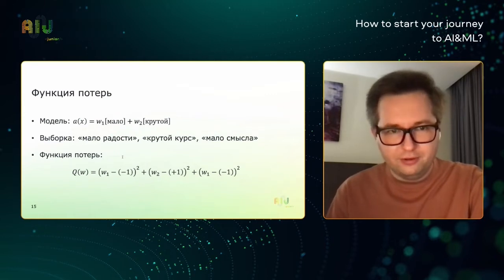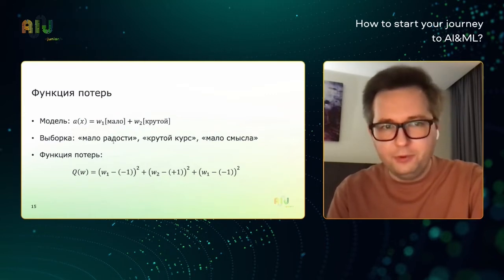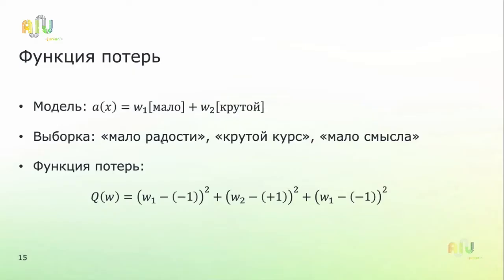And let's just look at another example. For instance, I have a model. It consists of two features. It takes two features as an input: how many times I see "fun" in the text and "cool" in the text. I have two weights, W1, the ratio for "fun", and another ratio for "cool".